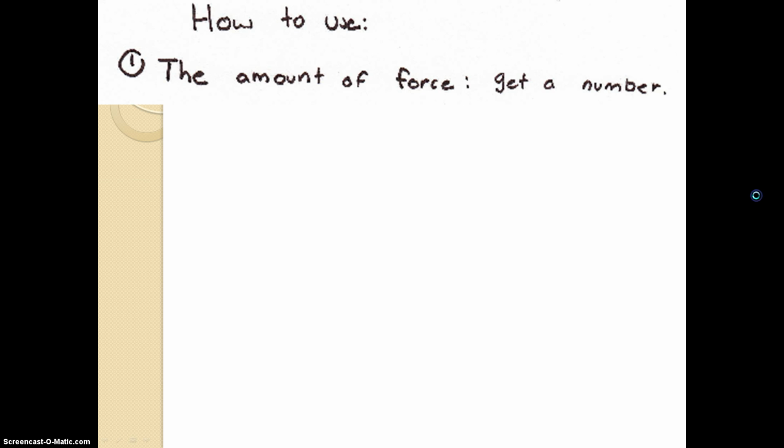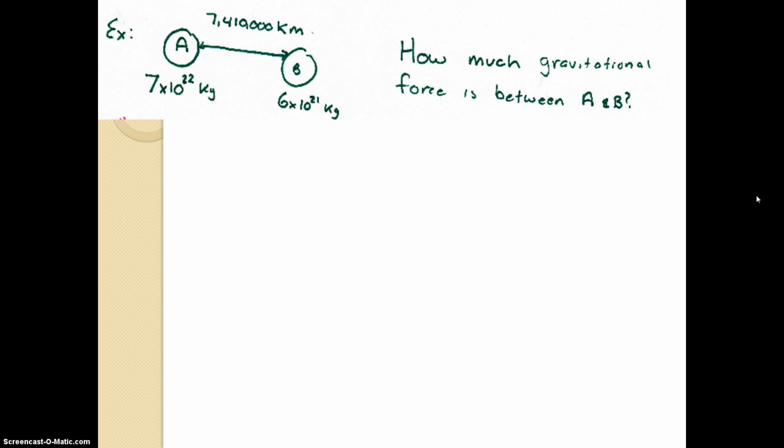As always, I'm going too fast. You can pause, rewind, do what you need. So let's do an example. Here are 2 planets. Planet A, 7 times 10 to the 22nd kilograms. Planet B, 6 times 10 to the 21st kilograms. They're separated by 7,410,000 kilometers. We're going to figure out how much gravitational force there is between A and B.